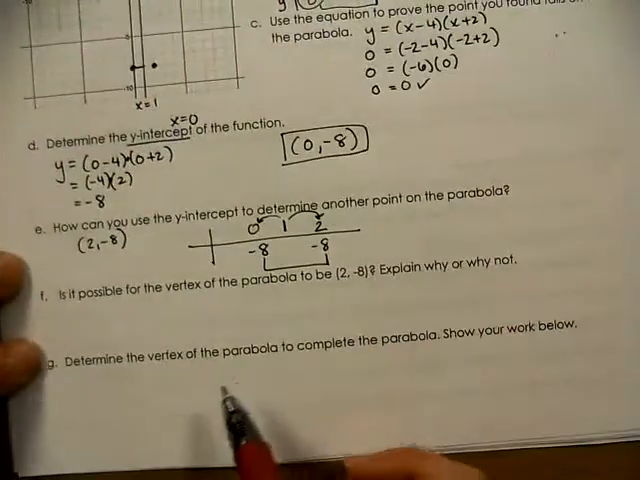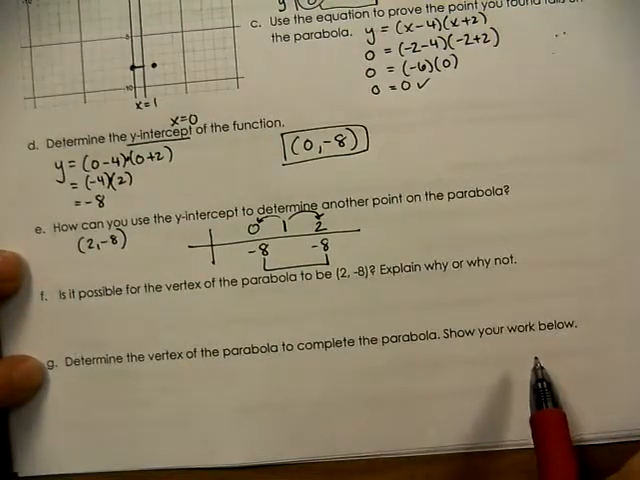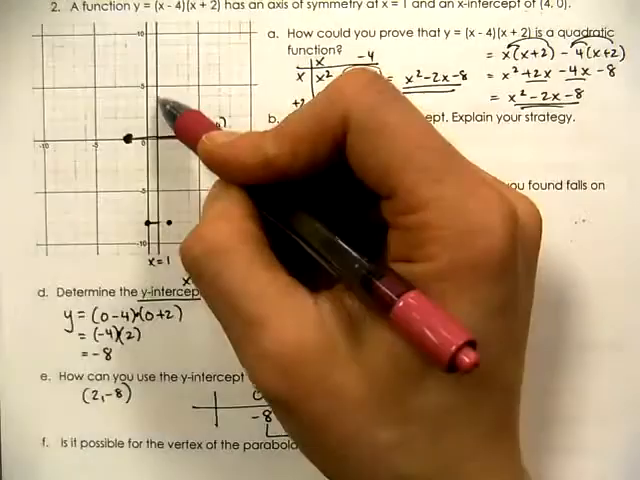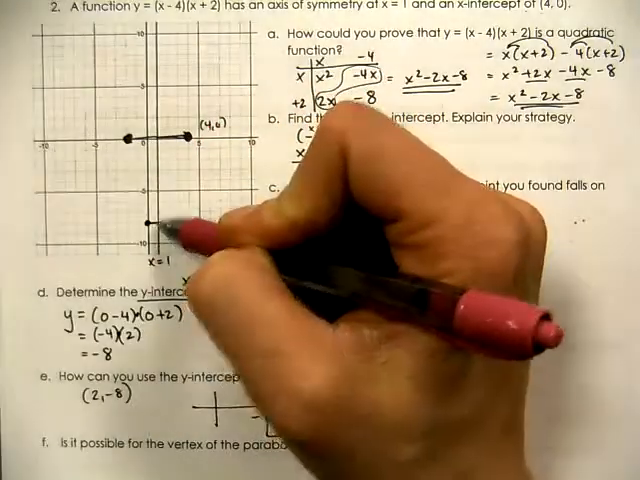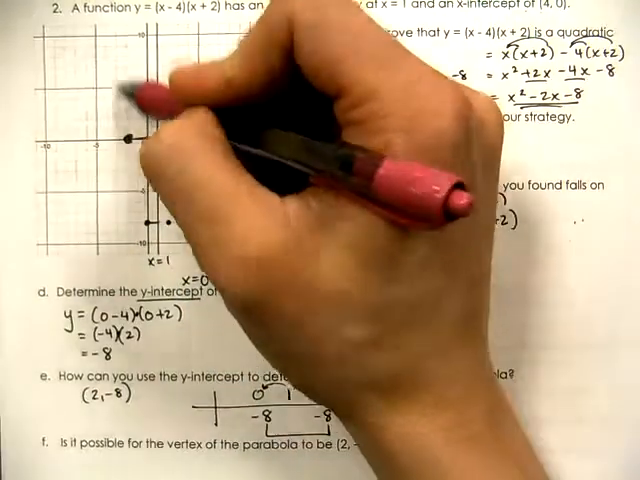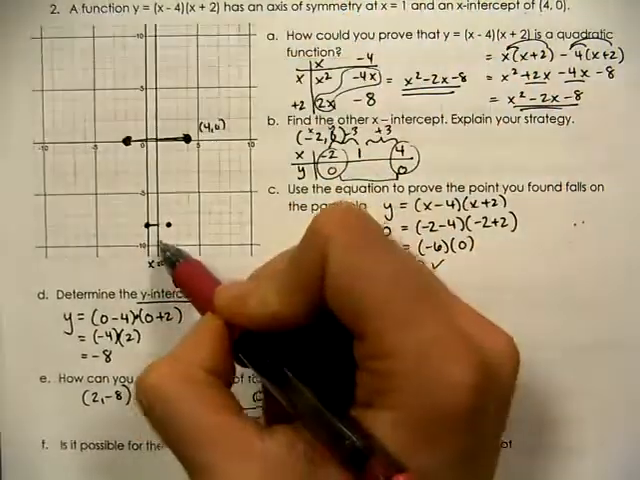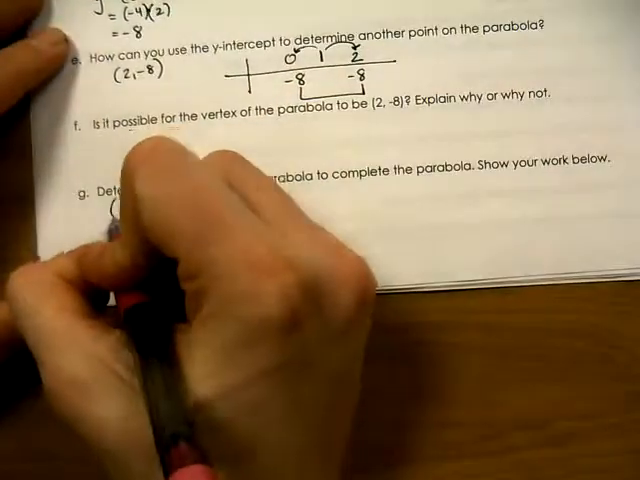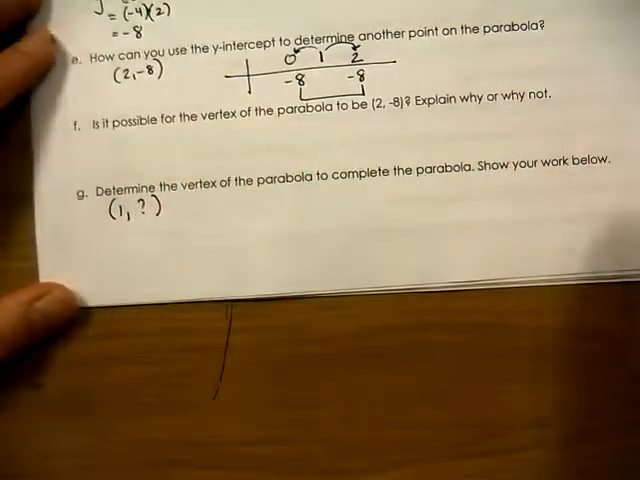For G, it says determine the vertex of the parabola to complete the parabola. Show your work below. So if we look at this, I know the vertex has to be on this line of symmetry, right? It can't be up here. We said if it's a parabola, it's going to be opening up, so that vertex has to be somewhere down here. I know that the x-coordinate would have to be 1. I just don't know the y-coordinate.